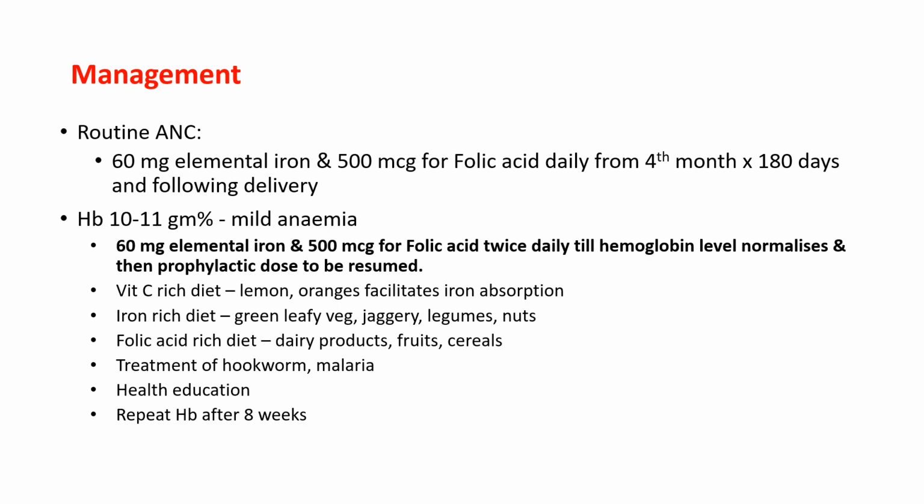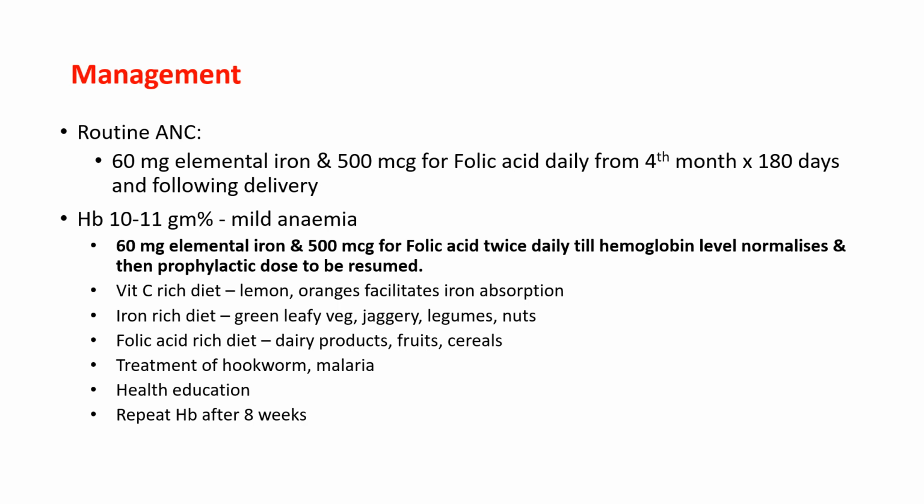But in a case where the woman has diagnosed mild anemia, it is 60 mg elemental iron and 500 microgram of folic acid twice daily till hemoglobin level normalizes, and then one will get back to the prophylactic dose along with vitamin C, iron and folic acid rich diets in the form of the food items mentioned. This is the point when you may be asked to mention some vitamin C rich diet, iron rich food sources, folic acid rich food sources, and you need to go through them.